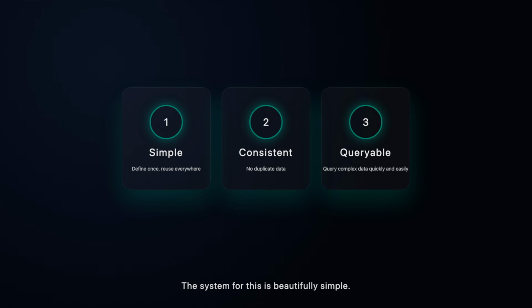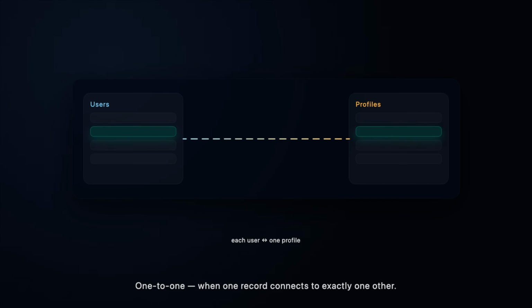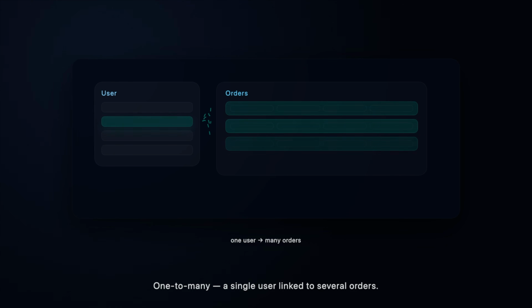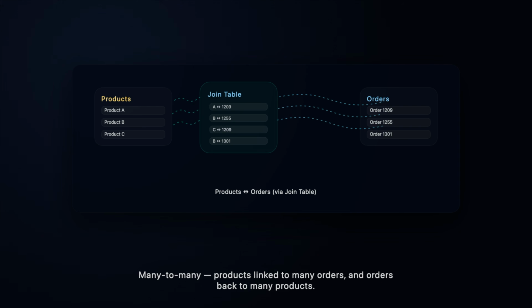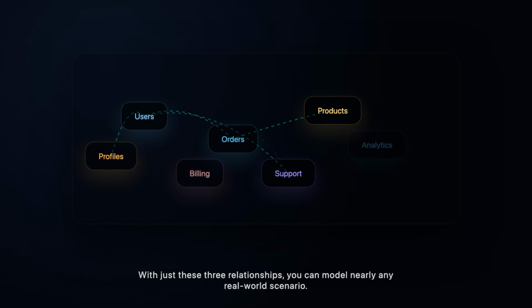There are three kinds of relationships you can create: one-to-one, where one record connects to exactly one other; one-to-many, a single user linked to several orders; many-to-many, products link to many orders, and orders back to many products. Foreign keys connect tables. One column references another table's primary key. With just these three relationships, you can model nearly any real-world scenario.